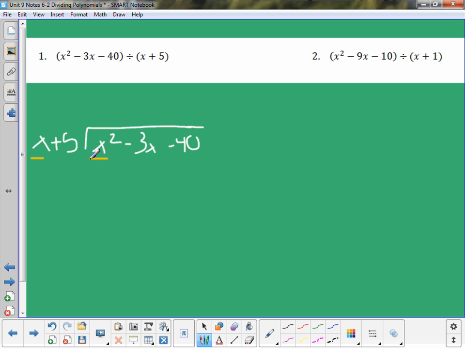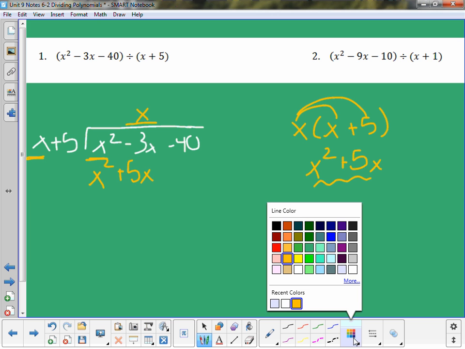Well, x squared is the same as having 2 x's. So I need to take this x and multiply it by x to get x squared. Let's distribute that in. If you take x times x, you get x squared, and when you distribute that in, you get x squared plus 5x.